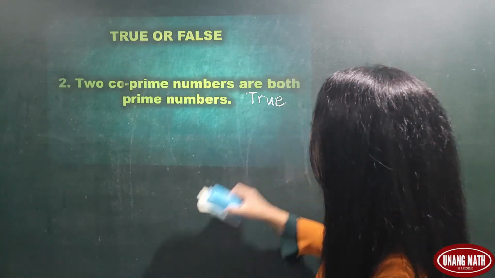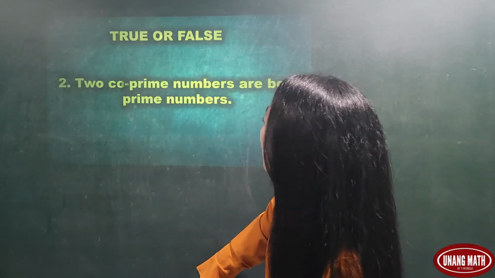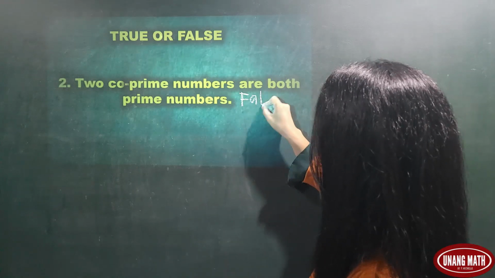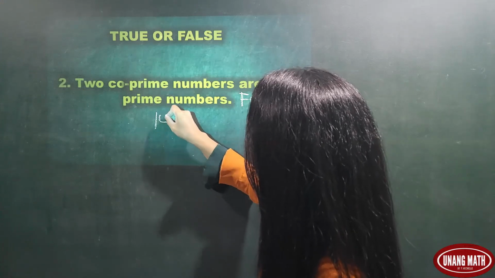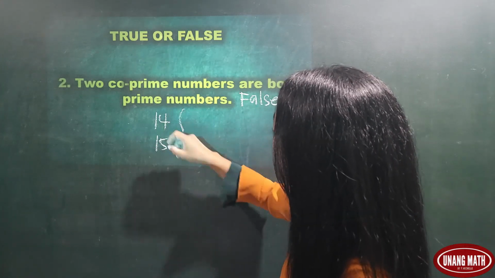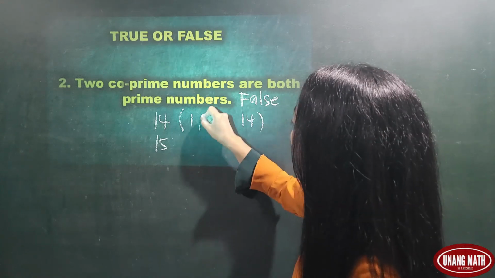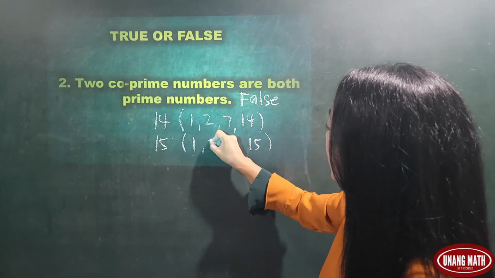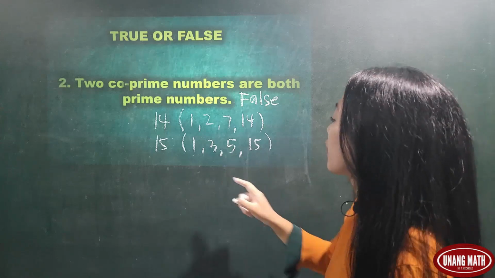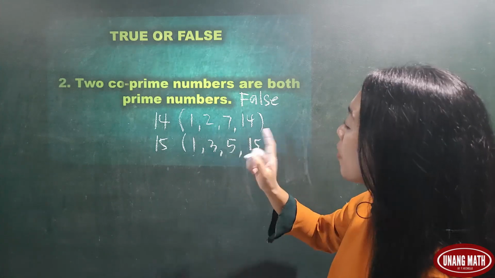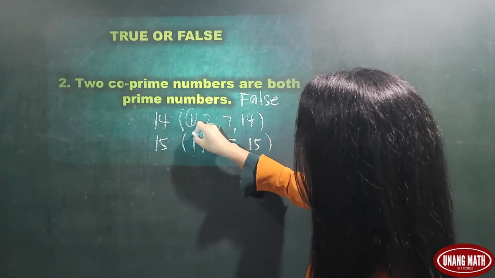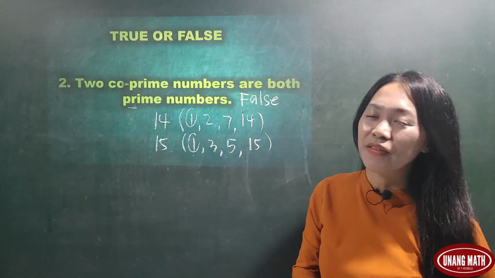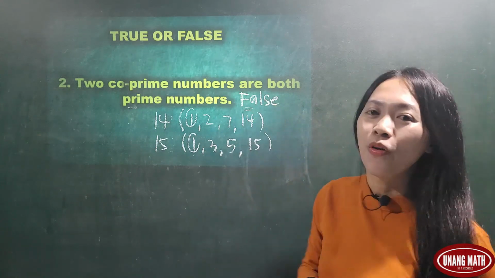How about the second statement? Two co-prime numbers are both prime numbers. This statement is false. Let's give an example: the numbers 14 and 15. What are the factors of 14? We have 1 and 14, and 2 and 7. How about 15? We have 1 and 15. 3 and 5 are also factors of 15. The only common factor of 14 and 15 is 1, but 14 and 15 are not prime numbers. That's why this statement is false.